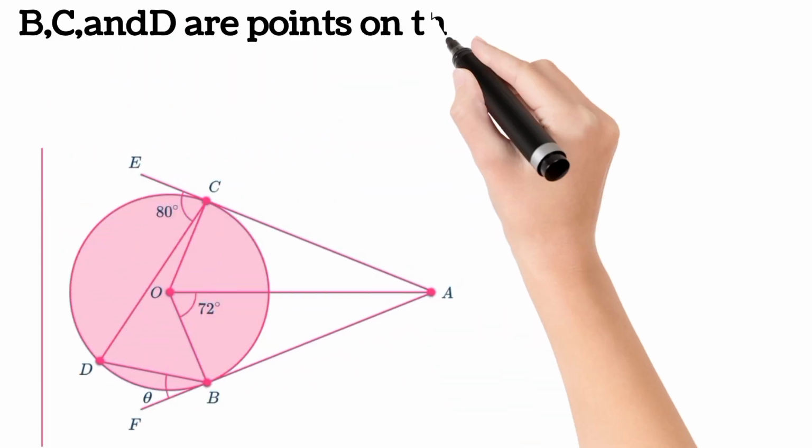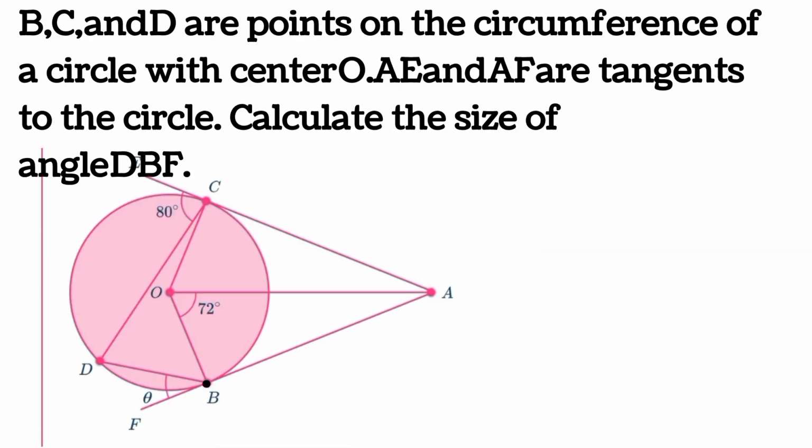So here is another interesting question in which it's given that B, C, D are points on the circumference of a circle with center O, AE and AF are tangent to the circle. Then calculate the size of angle DBF. So let's see how to solve this question.